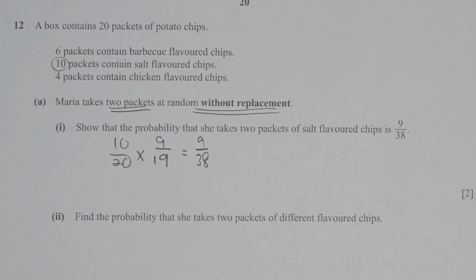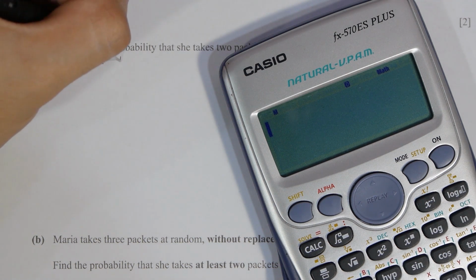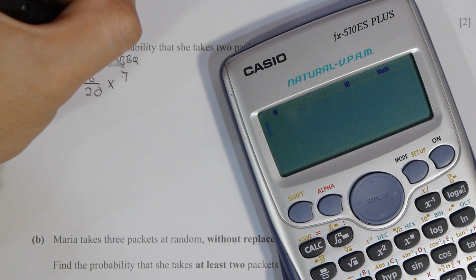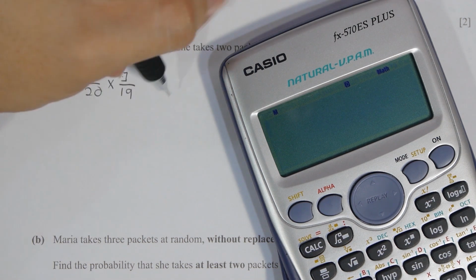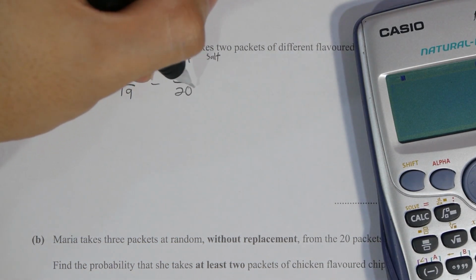Whereby for part 2, find the probability that she takes 2 packets of different chips. So simply take 1, which is the total probability, minus barbecue, minus salt, and minus chicken and chicken flavor. So your final result is 62.95.